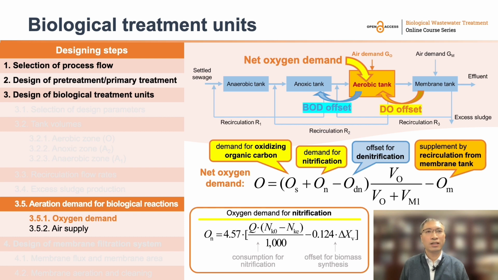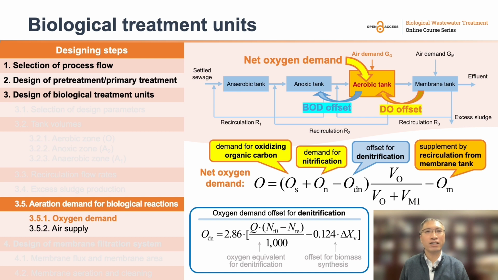Similarly, the oxygen demand for nitrification can be calculated according to the consumption for nitrification, subtracted by the offset due to utilization of nitrogen for biomass synthesis. Here, 4.57 is the oxygen demand per unit Kjeldahl nitrogen. 0.124 is an empirical estimation of the nitrogen content in the biomass.